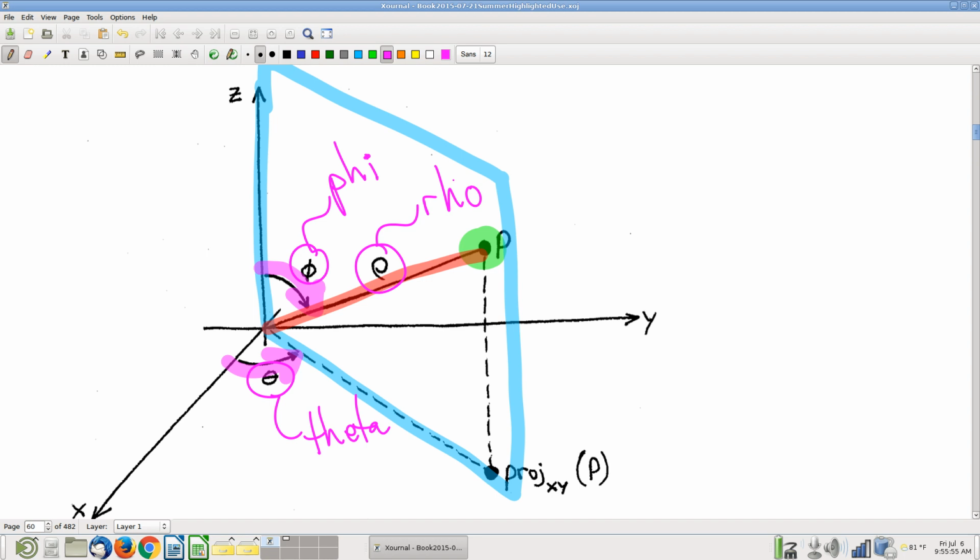So this is called spherical coordinates. It is very different from cylindrical coordinates. It's very different from polar coordinates. Please don't refer to it as polar coordinates in R3. It's pretty importantly different.